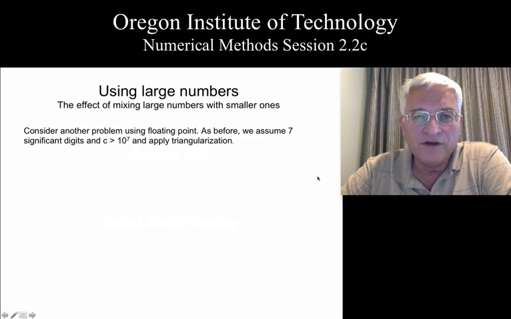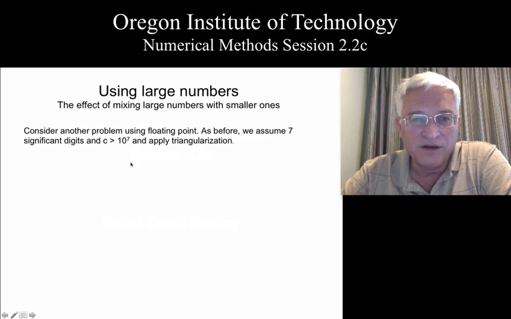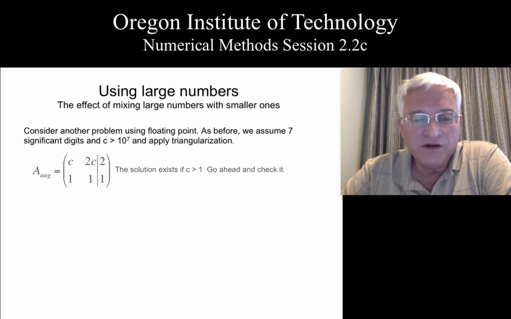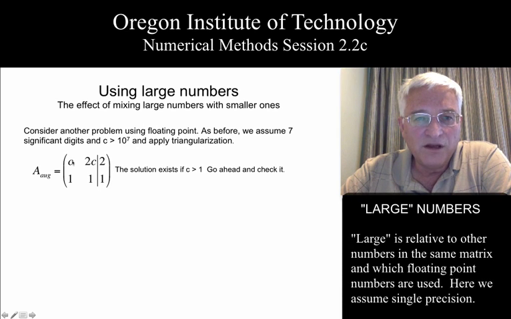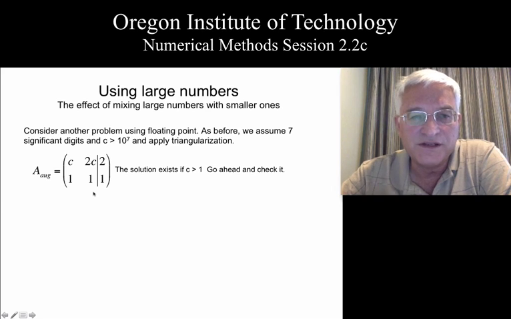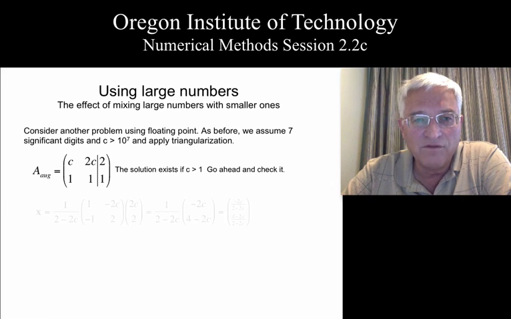So we are going to define now a number called C. C is going to be a big number, like bigger than 10 to the 7th. Here's what our matrix looks like. We have the first row, which is really huge compared to the second row. But a solution does exist. Take the determinant and you'll see the determinant's equal to minus C. So we should be able to solve this thing.